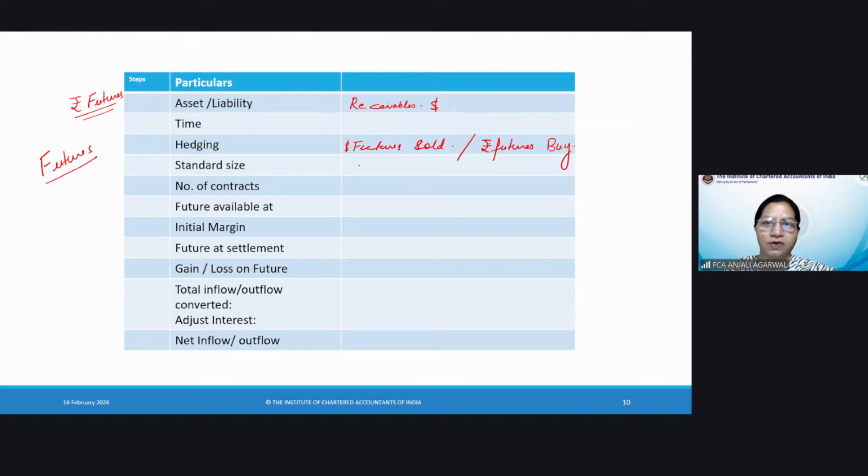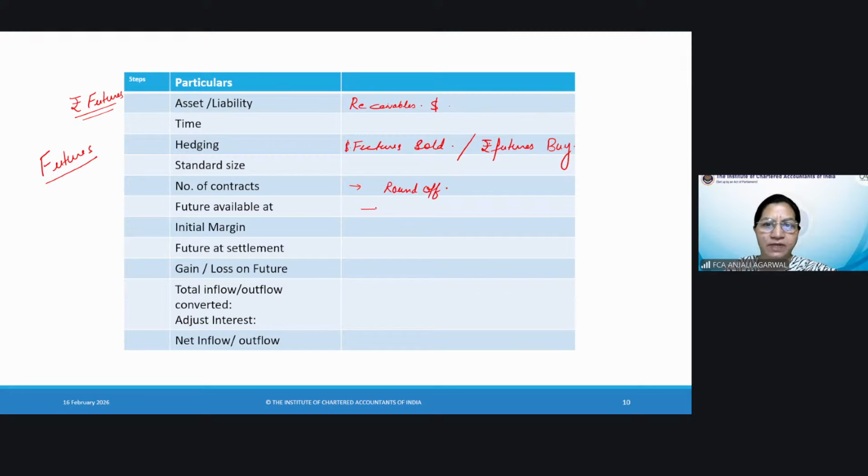Okay. So whatever the standard size is, that will give you the number of contracts. Once again, you will round off those contracts to the nearest number, higher or lower, unless specifically told otherwise. If you round off to lower, you remain unhedged on some part of the currency. But if you round off to the next number, then your exposure is fully covered, but you have some extra dollars or some extra rupees for which you may gain in future or not.